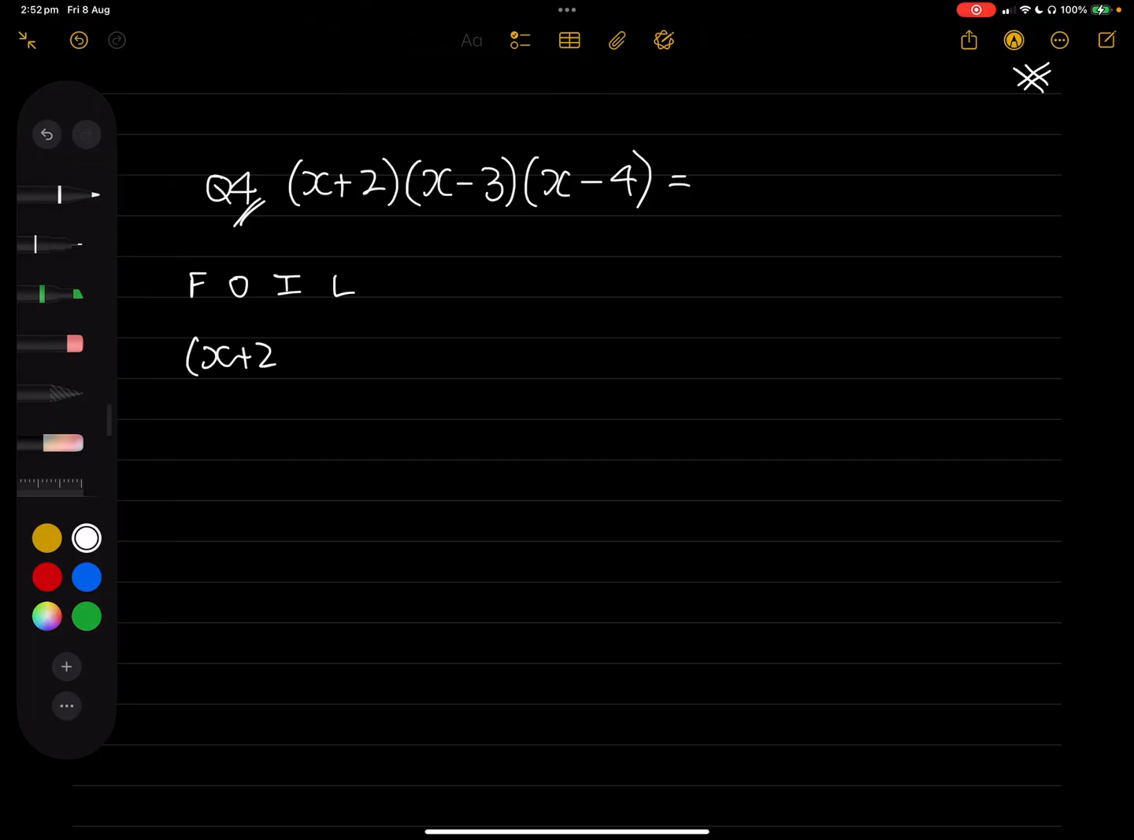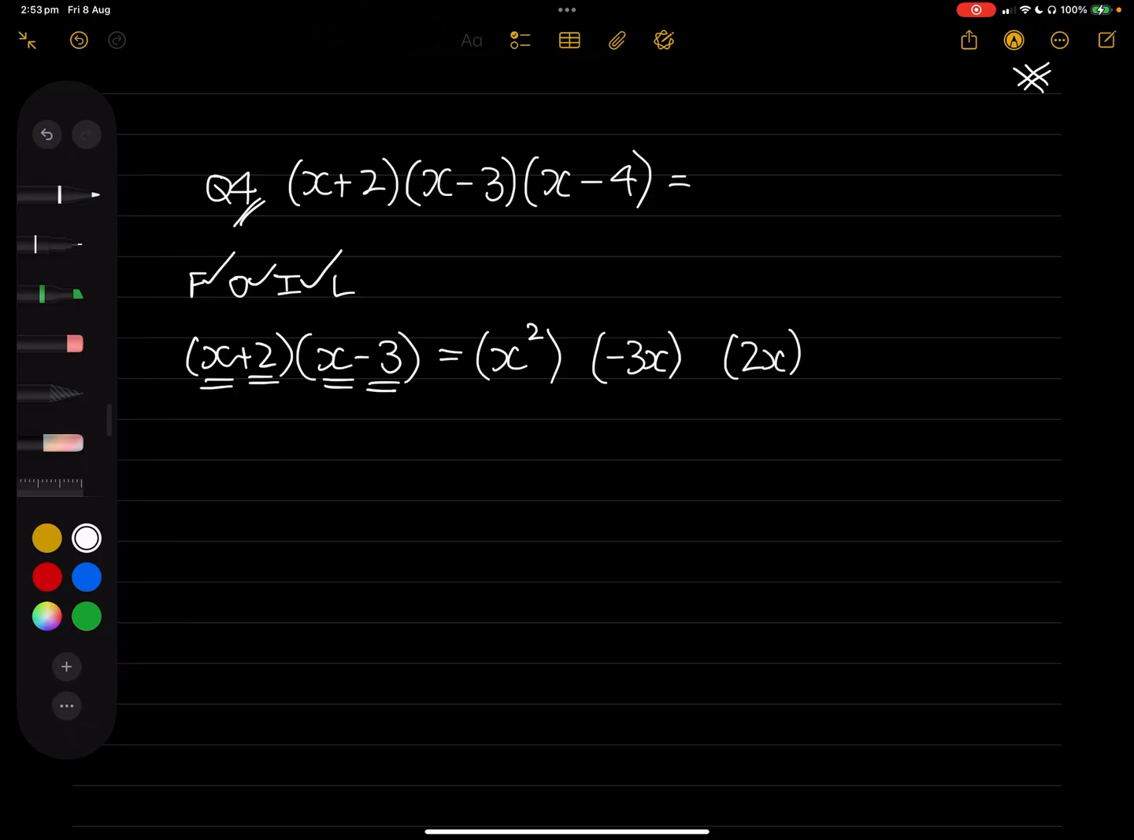So x plus 2 times x minus 3 will give us x times x, which is x squared. That's first. Outsides, x times minus 3, that's going to be minus 3x. Insides, 2 times x, that's going to give us 2x. And then lasts, 2 times minus 3, that's going to give us minus 6. Add pluses between these. If we have a plus next to a minus, the minus overtakes. So this is x squared. We have minus 3x plus 2x, that's going to be minus x. And then we have minus 6. So x plus 2 times x minus 3 equals this.